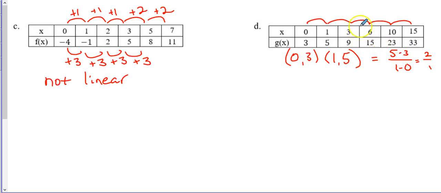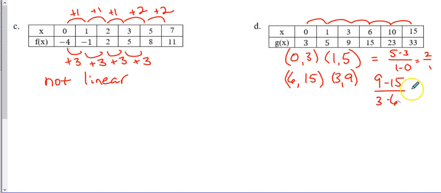And then I can go up here and do another set of ordered pairs. Let's do 6, 15 and 3, 9. Those are going to be negative numbers. 9 minus 15 over 3 minus 6. And that's going to be negative 6 over negative 3. That's also 2. So the slope is consistent among the points. So this one is linear.